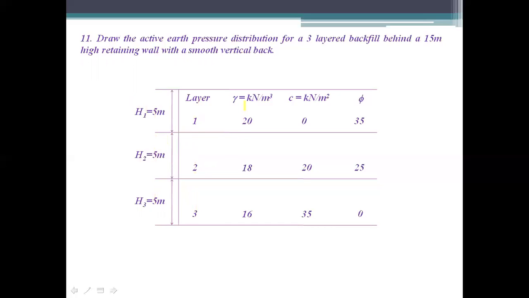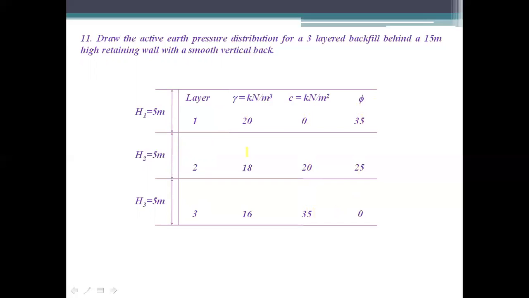So for layer 1, gamma, C, and phi are 20, 0, and 35. And for layer 2, gamma is 18, C is 20, and phi is 25. And layer 3, gamma is 16, C is 35, and phi is 0. What can we observe from these given values? If you can see particularly here, when your cohesion is increasing, your phi is decreasing.